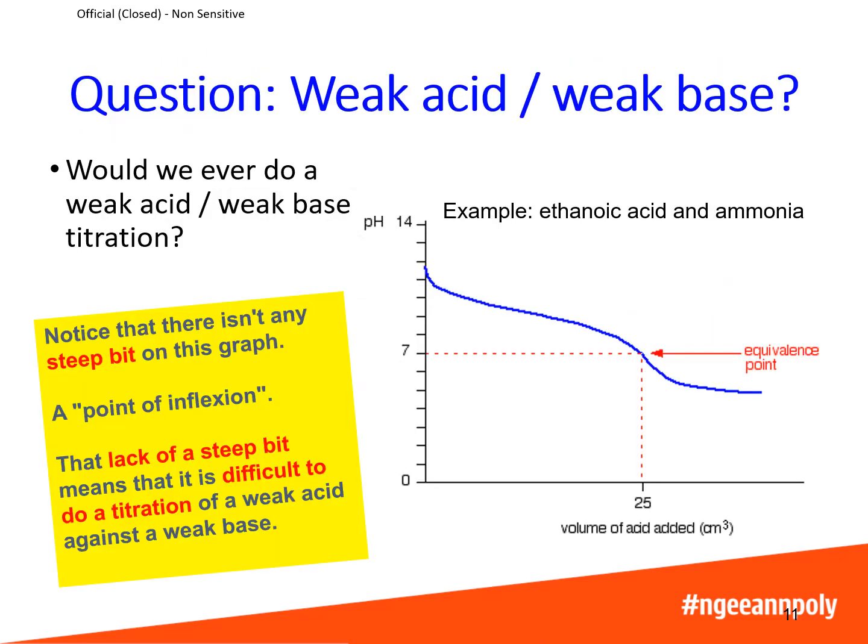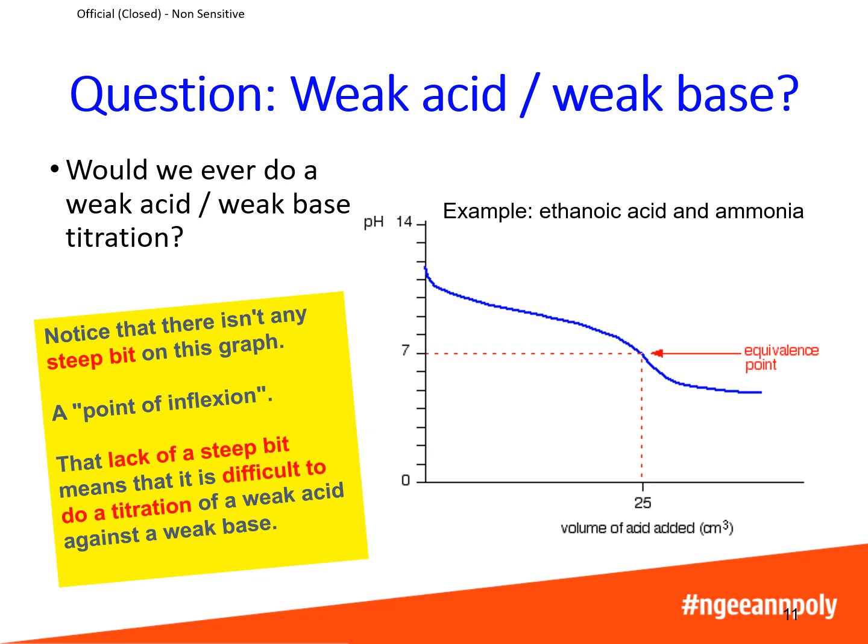Now, how about a weak acid, weak base titration? Would we ever do a weak acid and weak base titration? Let's take a look at the pH curve. For example, ethanoic acid, which is a weak acid, is titrated with ammonia, which is a weak base.